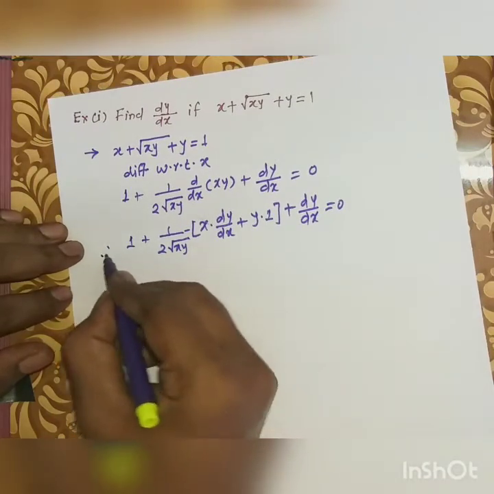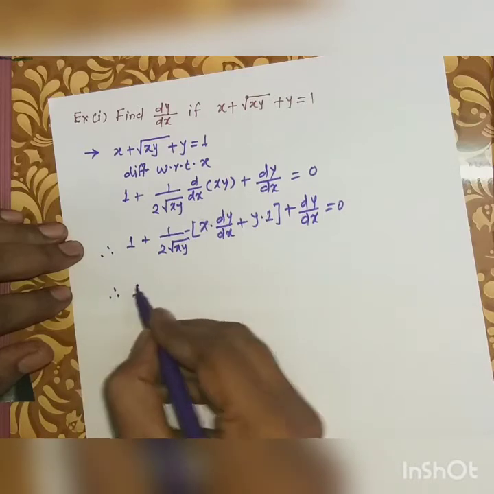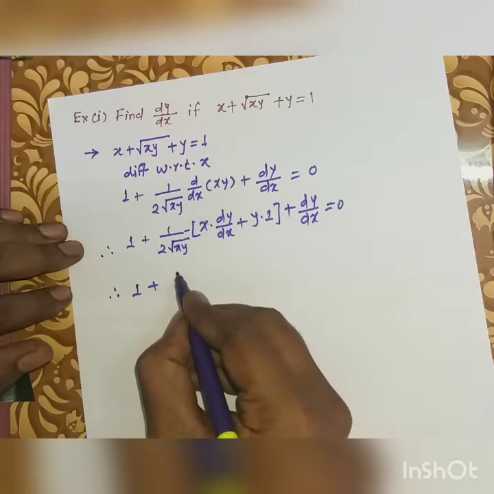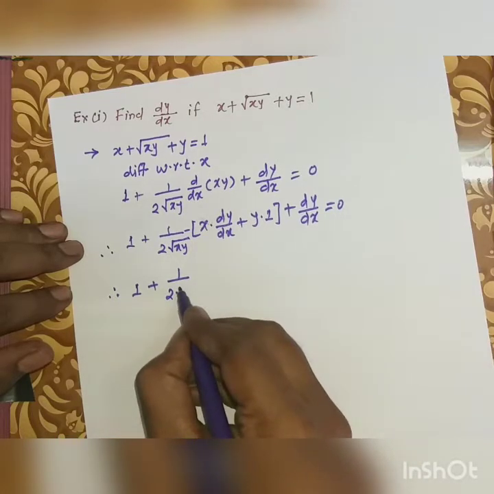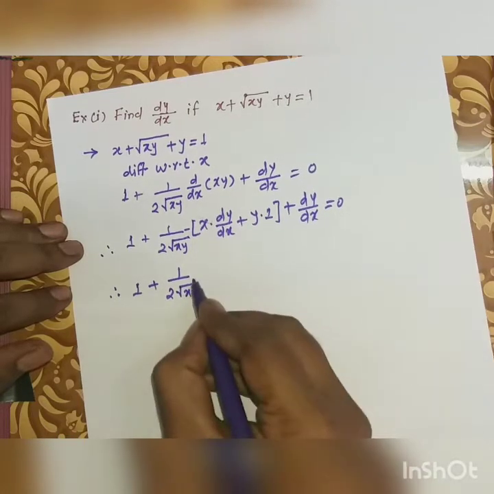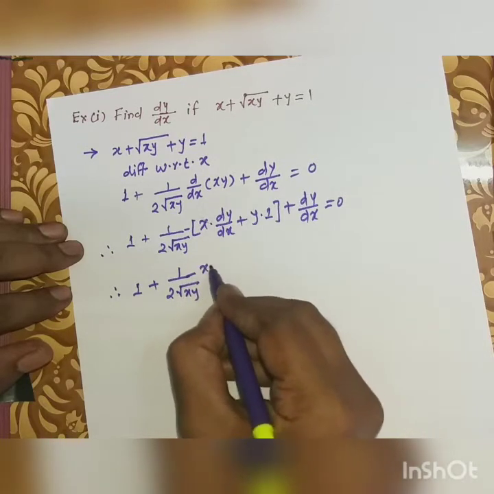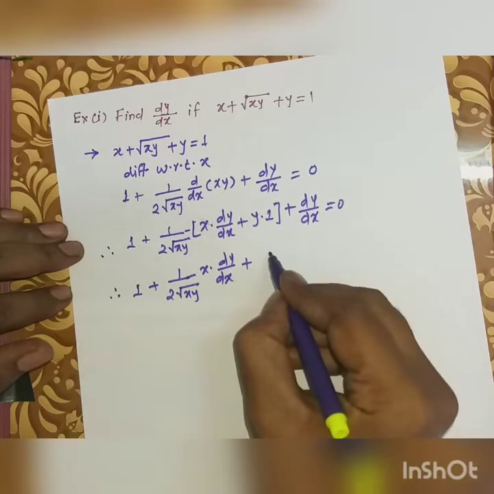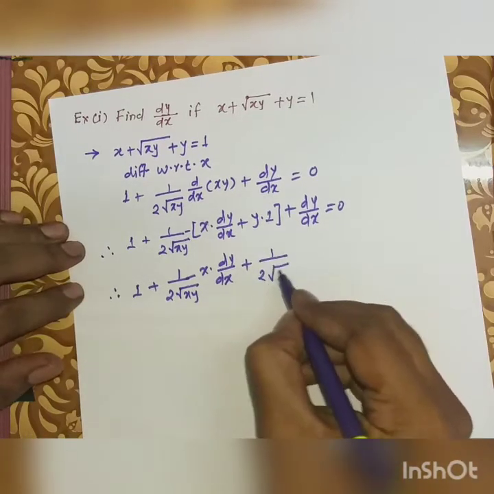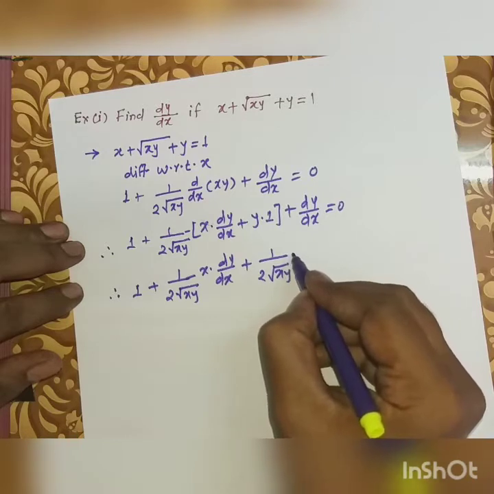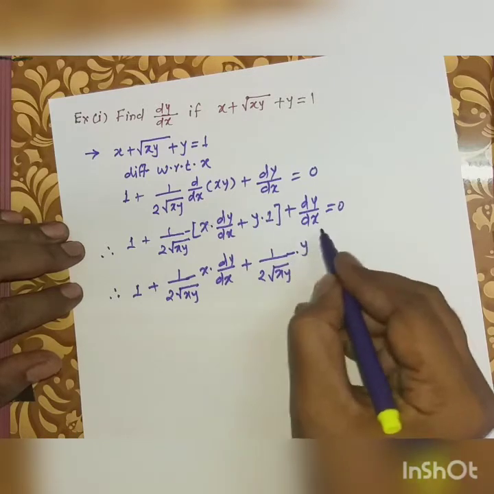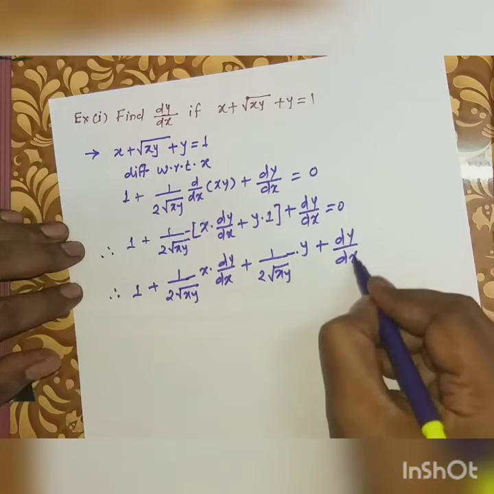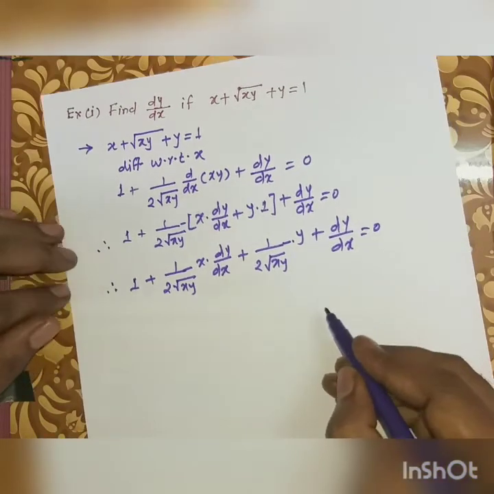Therefore, 1 plus 1 divided by 2 root xy into x into dy by dx, plus 1 by 2 root xy into y, y into 1 is y, plus dy by dx is equal to 0.